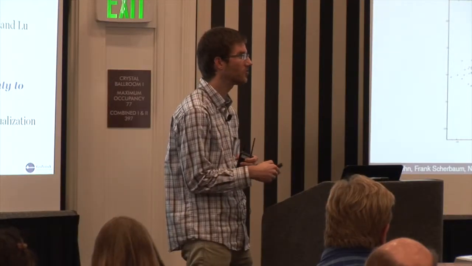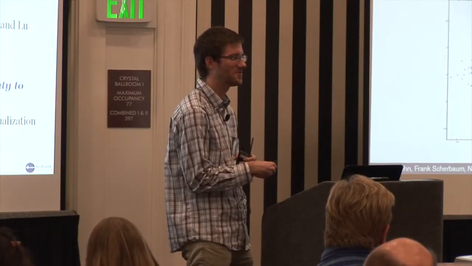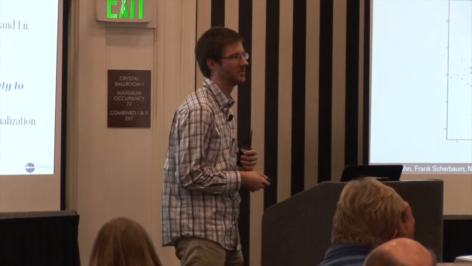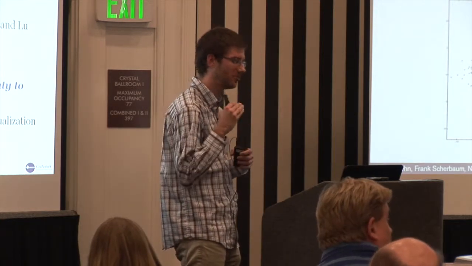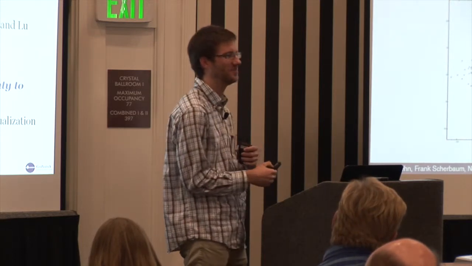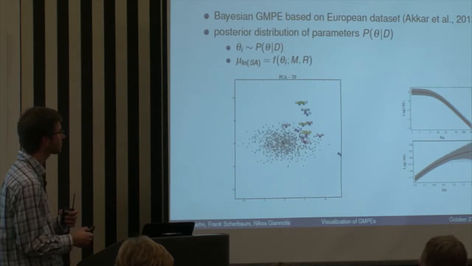Just for clarification, you said these are a posterior distribution of the parameters, and the likelihood you derive from the European data set. Where did the prior come from? This is also why this is not publishable. I used a very, very broad prior over the parameters, which is not really what you should normally do, but I didn't want to spend too much time on this.